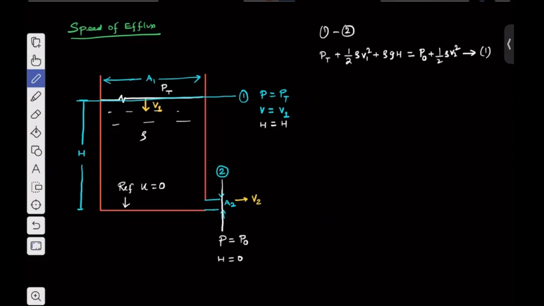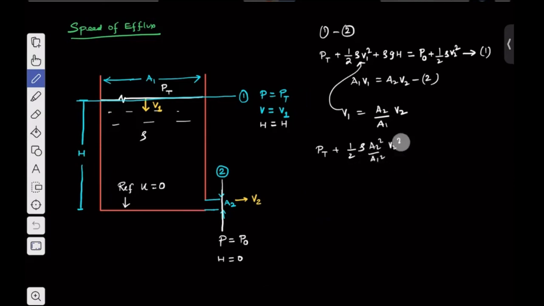That will come from the continuity equation, since we can apply Bernoulli for an ideal fluid, and an ideal fluid is an incompressible fluid. So A1 V1 must equal A2 V2. That will be our equation number 2. Since I want to find V2, I will replace V1 in terms of V2, that is A2 by A1 into V2, in equation number 1. So what we get is PT plus half rho A2 square by A1 square V2 square plus rho g h equals P naught plus half rho V2 square.